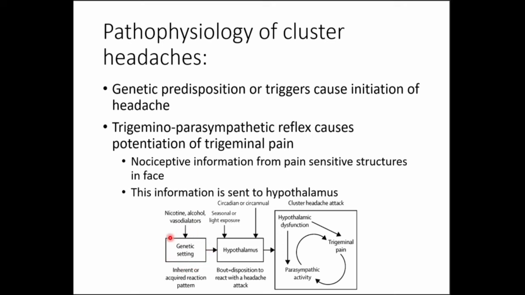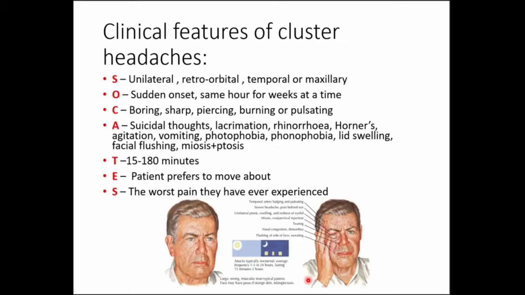And so this diagram then helps to understand how a predisposition through genetics and the combination of triggers then leads to a stimulation of the hypothalamus, and then a circadian repetitive pattern of pain, which is combined with trigeminal pain, so pain over the trigeminal region, and dysfunction of the autonomic nervous system. And so with regards to the clinical features of cluster headaches, so they're unilateral, retroorbital, so behind the eye, and the temporal region or the maxillary region.